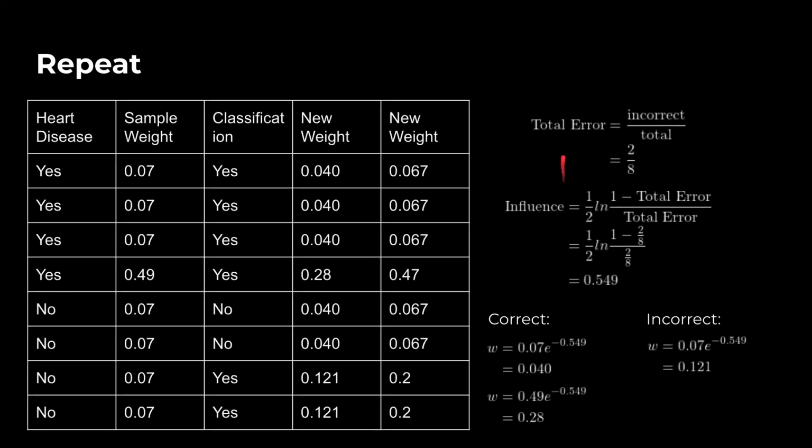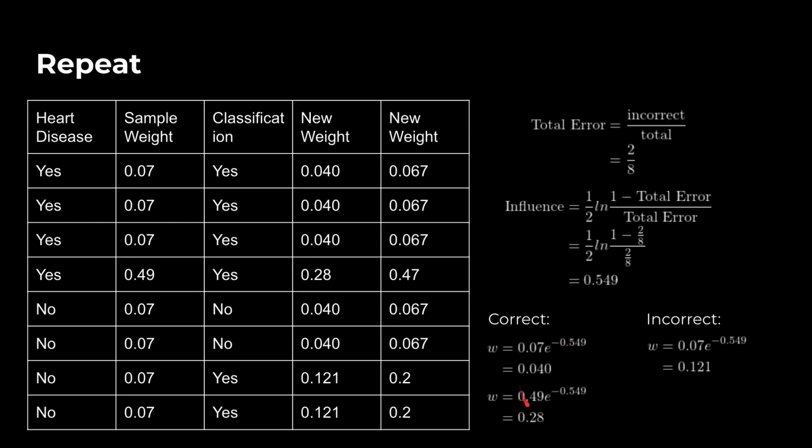And then again, we can compute the errors. So in this case, we have 2 of them that are incorrect. So it's 2 out of 8. The influence is much lower this time because we have more of them that are classified incorrectly. So this decision stump will have a little bit less influence in the amount of say in the final model, but also have some say, of course.